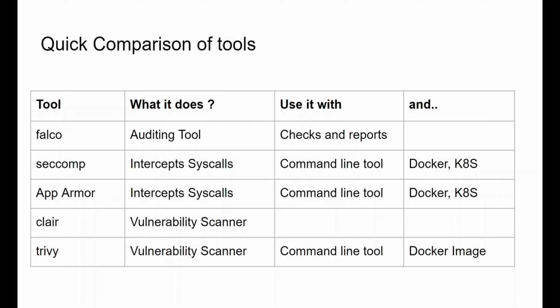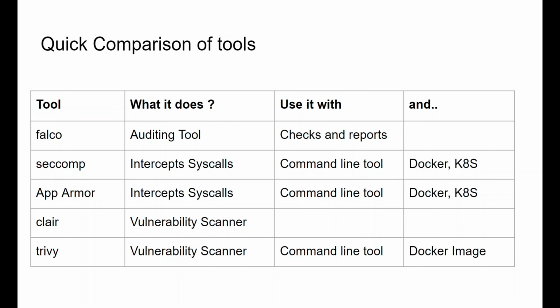Seccomp and AppArmor act as a layer between the container and the host kernel. They intercept the syscalls. You can either use it from the command line or you can use it with Docker or Kubernetes.